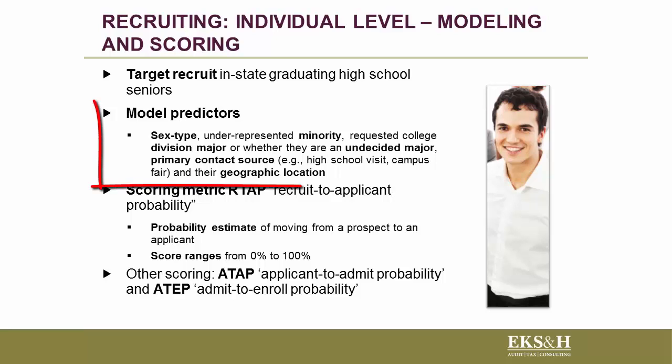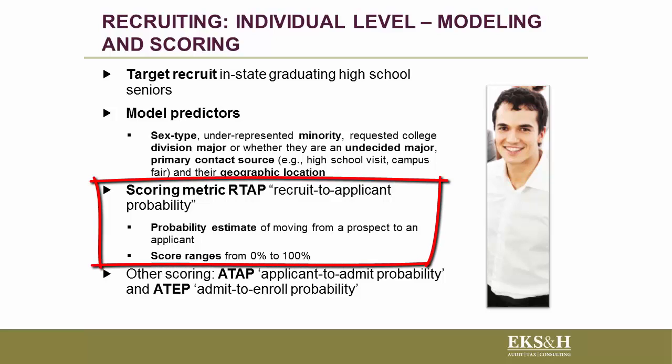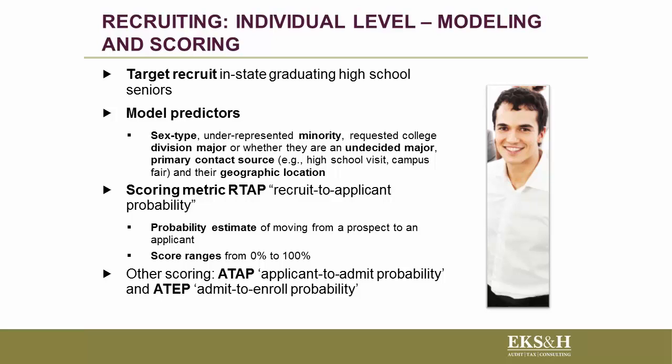The model includes the sex of the student, whether they are an underrepresented minority, their college major of choice, or whether they are an undecided major, their primary source of contact. It might be a high school visit, for example, or a campus fair, as well as their geographic location. Using a series of logistic regression algorithms, we create a probability estimate of them moving from a recruit to that of an applicant. This score is assigned to the student and uploaded into our Banner system daily. The score is refreshed nightly and may change due to changes in the population, as well as changes in the data that we have on the student. This allows us to have near real-time data on the student for deploying in recruitment at any time.